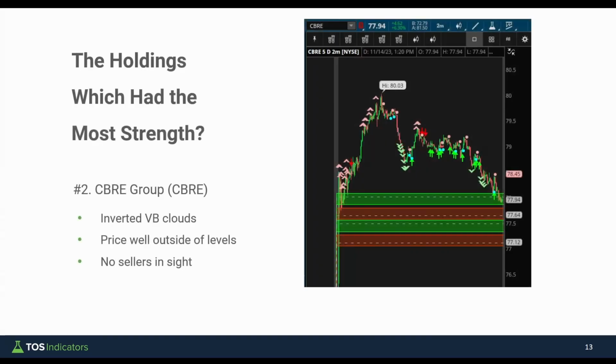Another example to help drive this home, CBRE Group. Same idea here, inverted clouds, price well outside of the levels. We don't really have any sellers in sight. If you want to be aggressive, you still have our momentum reversal setup. But here, after comparing some of the other opportunities we talked about at that 8:10 mark, you should see that, hey, there's a lot better volatility opportunities available, a lot better volatility trades where we actually have an edge.